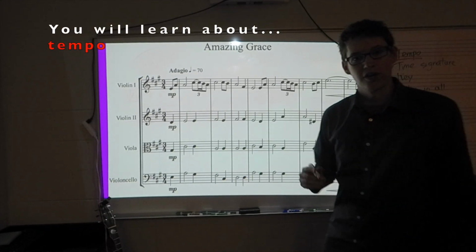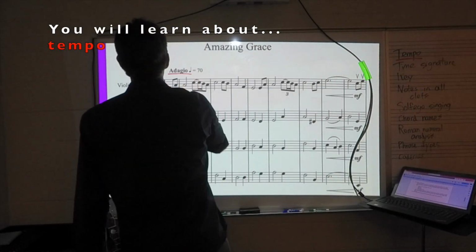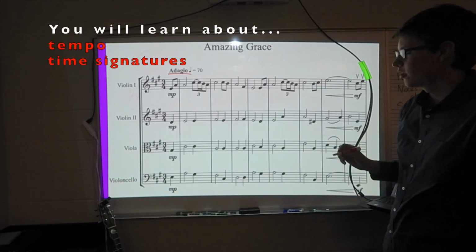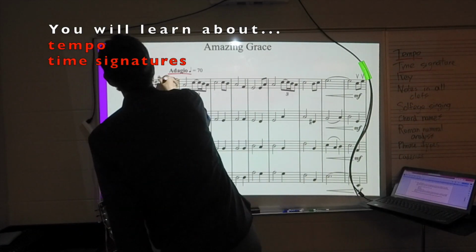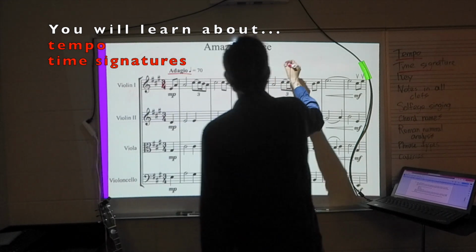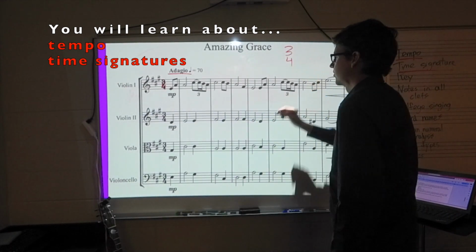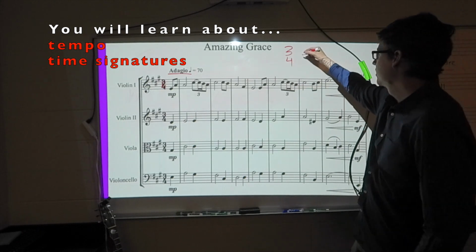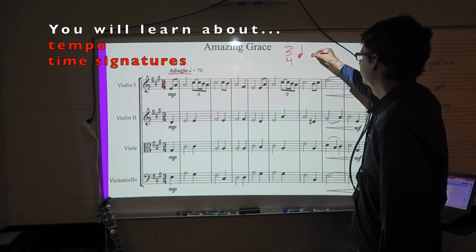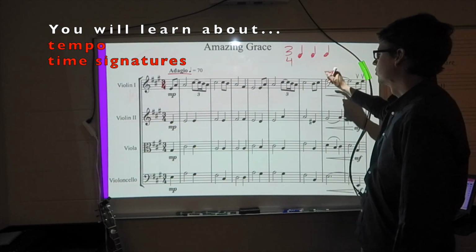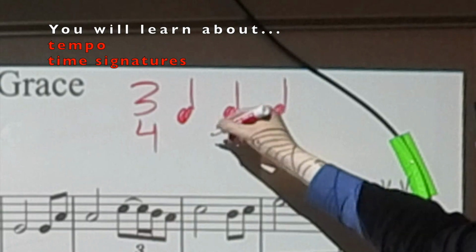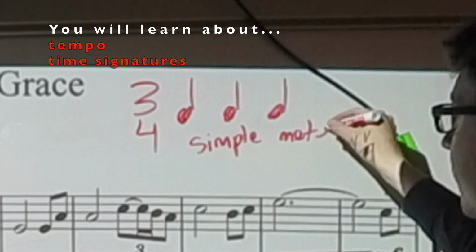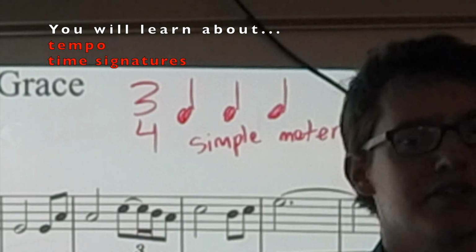In this class, you'll learn all about tempo. This tempo is adagio, which means slowly. Time signatures. We'll learn all about time signatures. The time signature here is 3/4. So that's 3 of what? The 4 means quarter notes. 3 quarter notes per measure. We'll learn how this is considered a simple meter. Why? You'll have to take the class to find out.